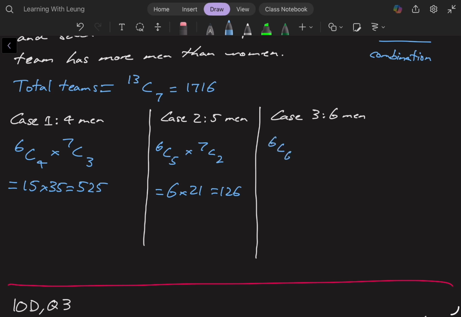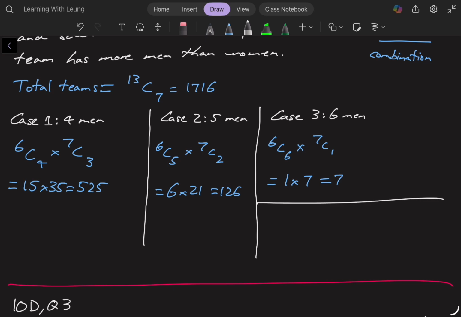Last one, 6 men, which means we're just going to choose all the men. And there's actually 6C6 ways of doing that, or exactly one way of doing that. And we're going to grab the other girls. So 7C1, which is equal to 1 times 7, which is obviously equal to 7, which means we can write our total. And then we can just whack it over that total probability.